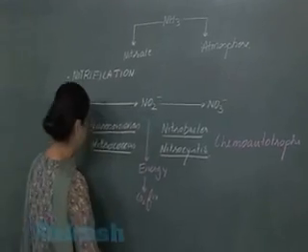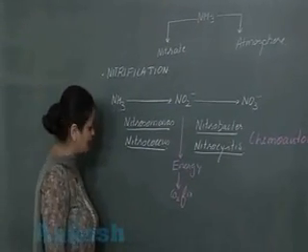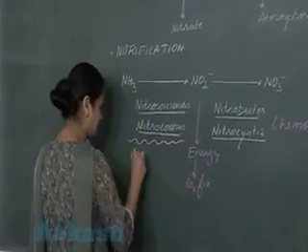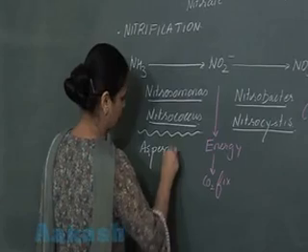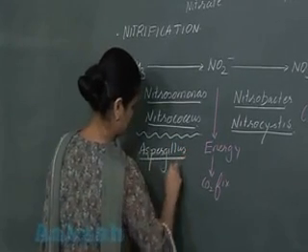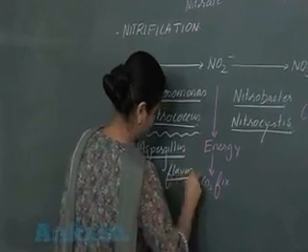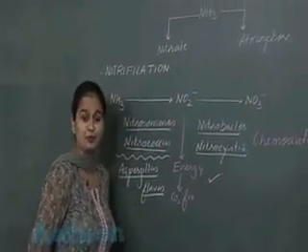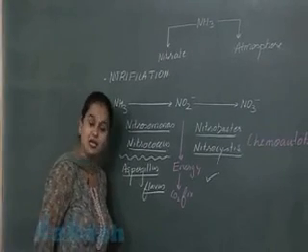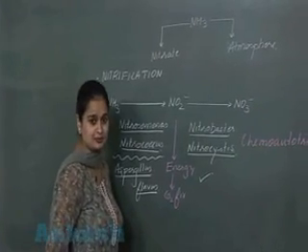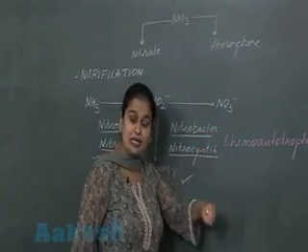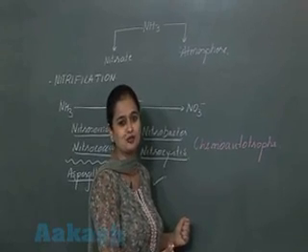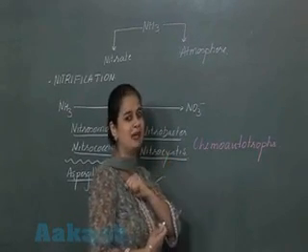Now, along with the bacteria, the fungi can also carry out the conversion at the first step. The fungus which can work is Aspergillus flavus. It means nitrification can be performed by both prokaryotic as well as eukaryotic microorganisms. Now this nitrate formed in the soil is the most preferred form of nitrogen which can be absorbed by the plant.